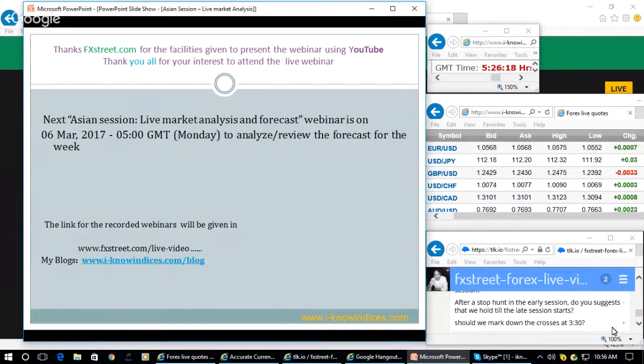Should we mark down the crosses at 3:30? No. You have to note down only the initial lows and the highs in the case of majors, and track the majors, and that will give you the insight about the crosses.